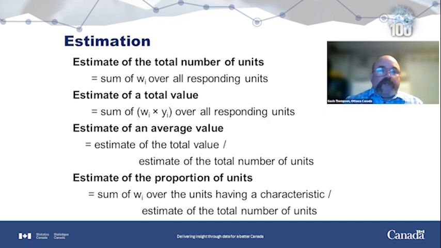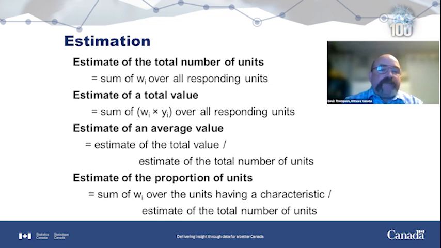So what kind of estimation can we do? There are all sorts of estimates we can calculate. We can take a look at the total number of units, so we're just summing the weights over all the responding units. If you have a column of weights and you sum that, which I've been doing in previous examples, that'll get you back to the total.